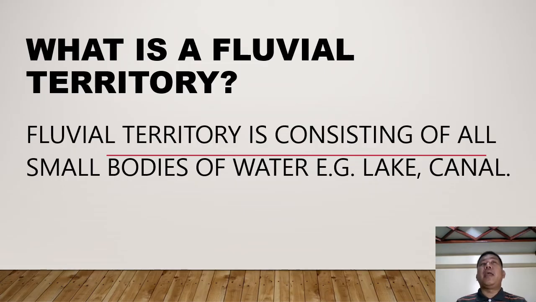And remember, if it is not in the small bodies of water, there can be no fluvial possession, because if it will be in the maritime territory, then it will be in the Pacific Ocean. So, fluvial territory consists of all small bodies of water like lake, canal, and others.